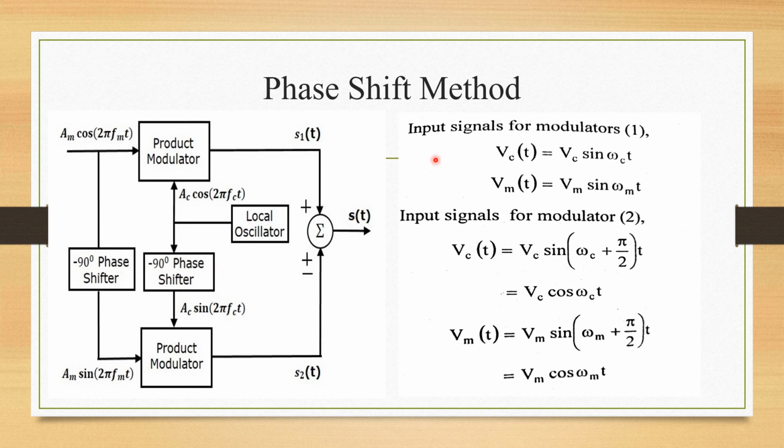Now we will see how to represent balanced modulator 1 and 2. As I told you, the amplitude of the carrier is given as this, and this is going to be our message signal. These are the input signals for modulator 2, and these are for modulator 1. Modulator 1 does not have any change, it will go directly, whereas for modulator 2 there is going to be a phase shift. See here, we have the phase shift.